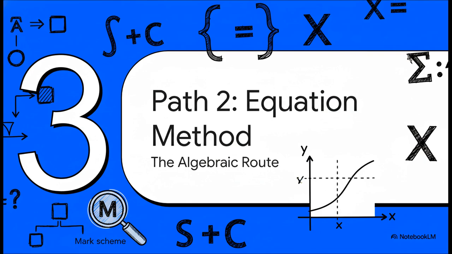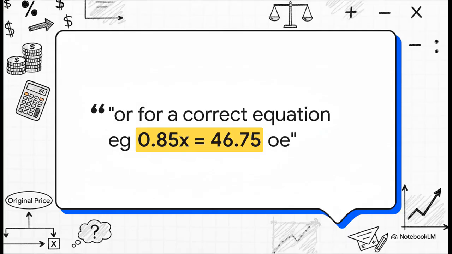Okay, on to path 2. What if you're not a fan of just diving into the division? What if you like to think things through with a bit of algebra? Well, the mark scheme has you covered there too. This is the equation method. And yep, you guessed it, this is another direct quote. The examiner is also on the lookout for this exact algebraic setup. If you can turn the problem into the sentence 0.85 times some original price, x, equals 46.75, you've also earned that M1 method mark. Simple as that.